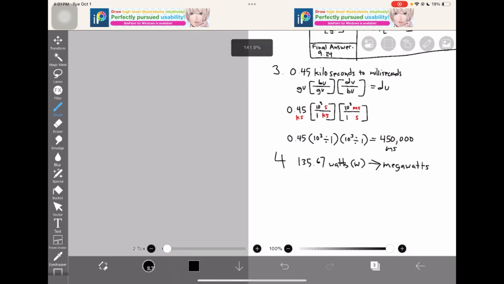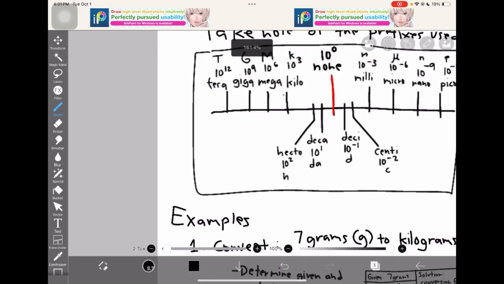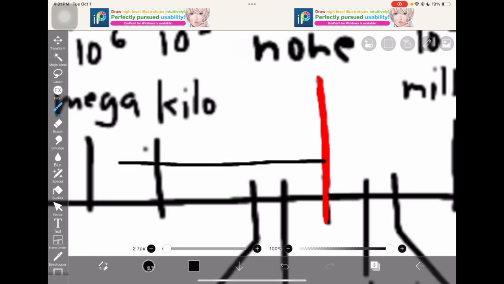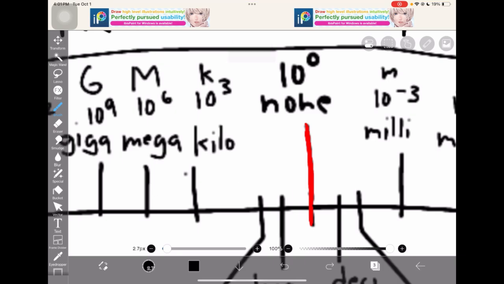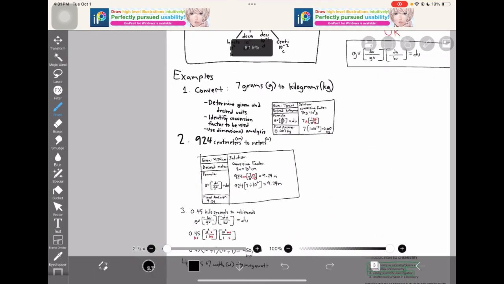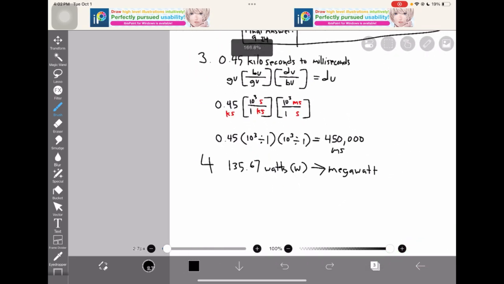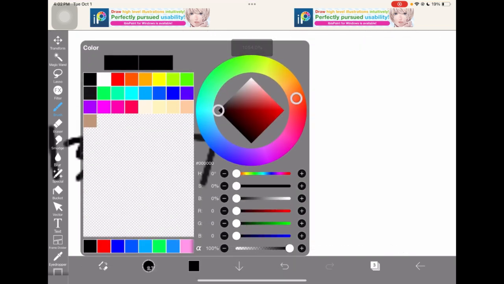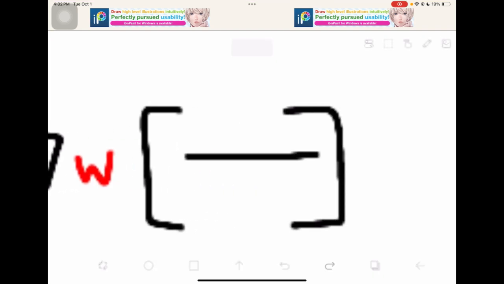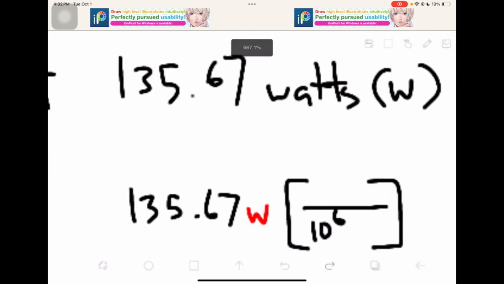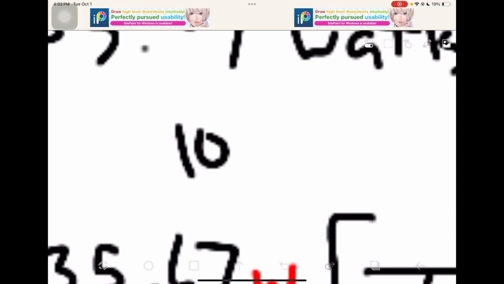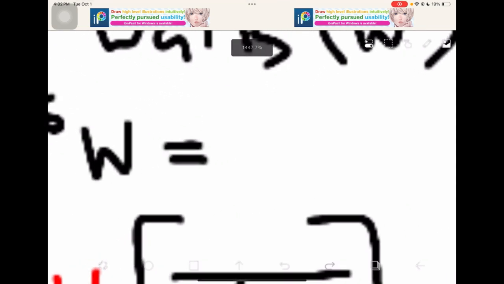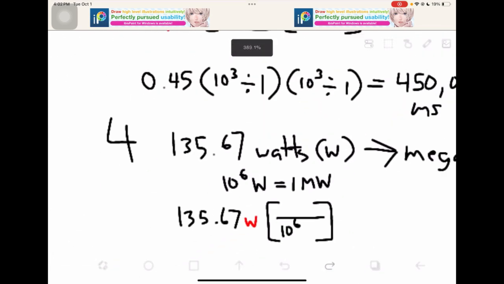Well, let's visualize it first. So watts to kilowatts or megawatts is a gap of 10 raised to 6, but we don't cross the red lines, so we don't need to do the more complex format. We can just skip right to the point of substituting. So our given unit is 135.67 watts. And then we know that our conversion factor, remember, is 10 raised to 6.